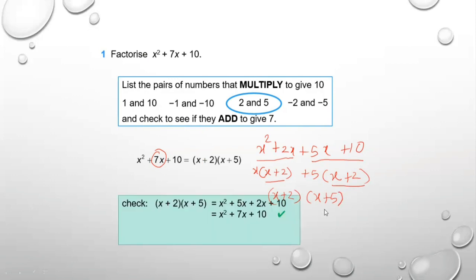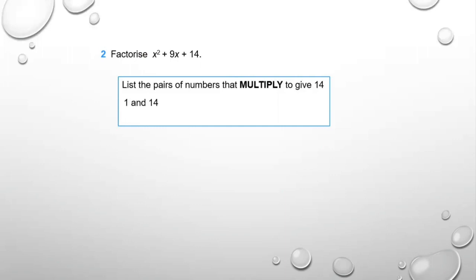When you multiply again x plus 2 into x plus 5, you will get x square plus 5x plus 2x plus 10, which is x square plus 7x plus 10. Okay, let's take one more question: x square plus 9x plus 14. So here we find the factors of 14 such that the sum is 9.